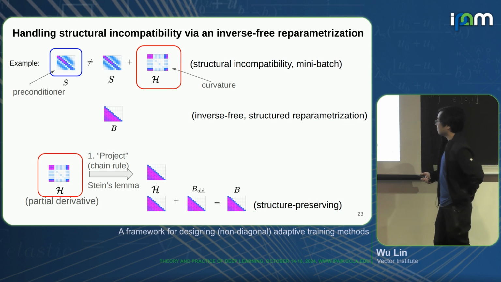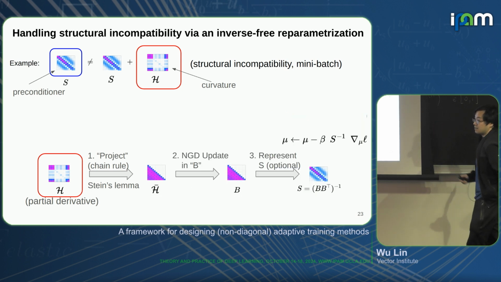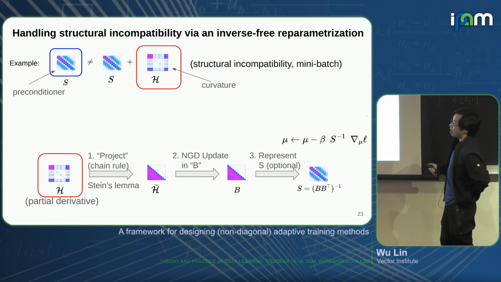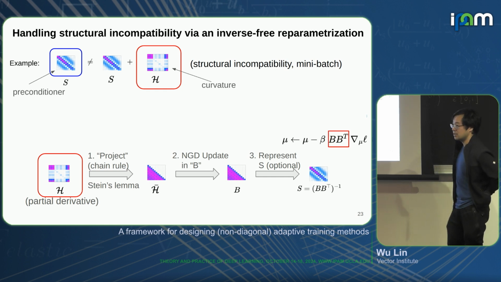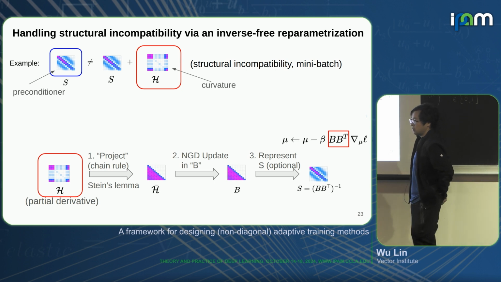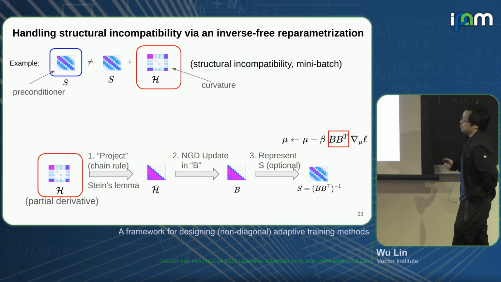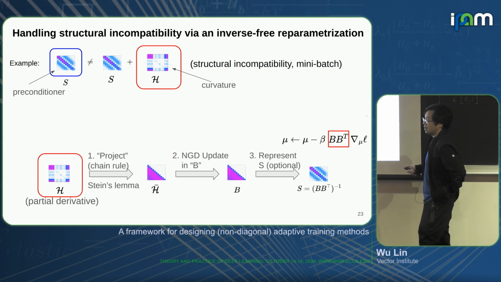And finally, we can reconstruct S back. Of course, this step is completely optional because in practice, we want to compute S inverse, so we just simply replace it with B times B transpose. So in practice, we keep maintaining B without explicitly reconstructing S.